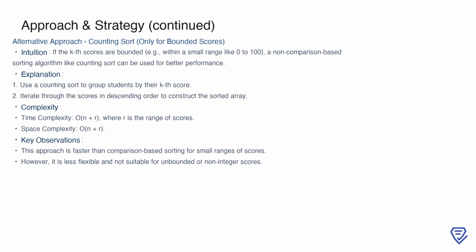However, it is less flexible than comparison-based sorting algorithms. For instance, it cannot handle unbounded or non-integer scores, which limits its applicability in scenarios where the KTH column values do not meet these conditions. While this approach can provide substantial performance benefits under the right constraints, it is not a one-size-fits-all solution.